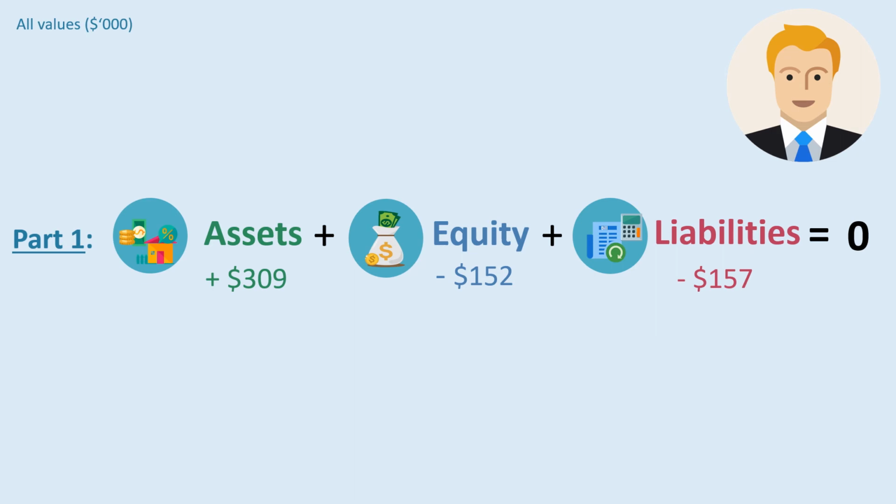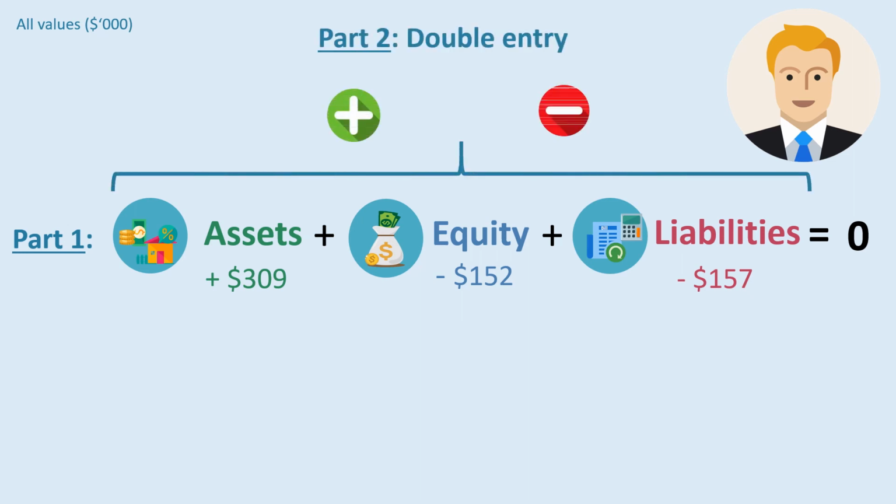In part 2, we then emphasized that the only way to keep the accounting equation balanced is to make a double change or a double entry. The double entry essentially means changing the equation with 1 plus and 1 minus, so it is always balanced.